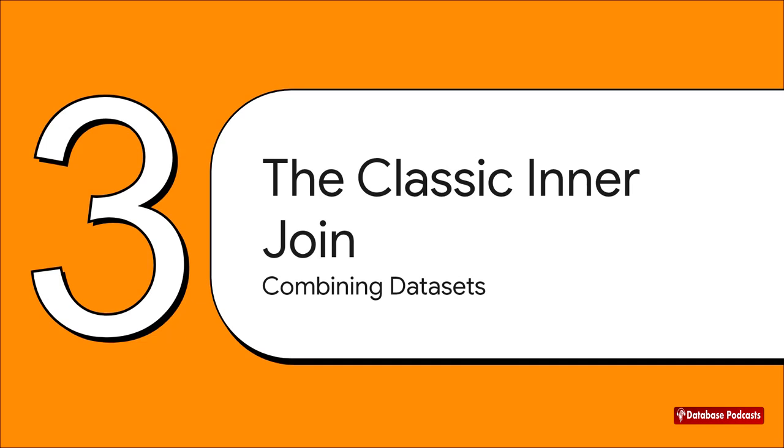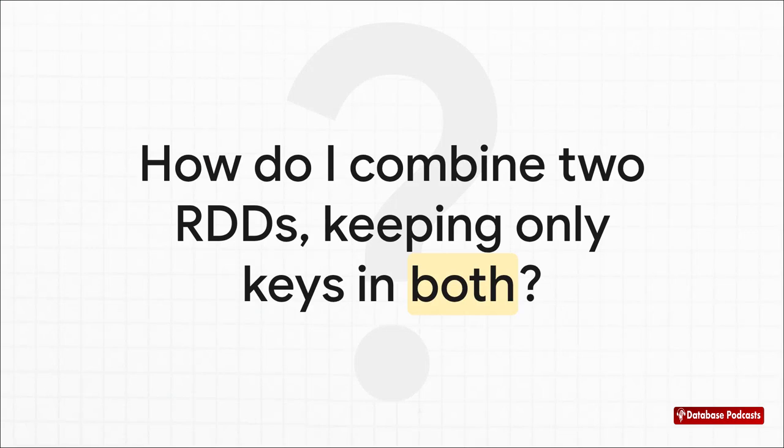Okay, so from grouping, let's make a natural jump to something that's going to feel very, very familiar if you have any SQL background at all, the inner join. This is the classic database problem, isn't it? You have 2 tables, let's say store addresses and store ratings, and you only want to see the stores that you have both an address and a rating for. How do you merge those 2 lists and just get rid of any of the incomplete entries?